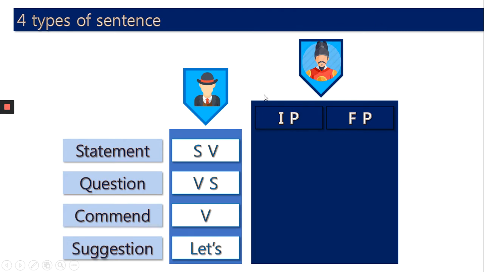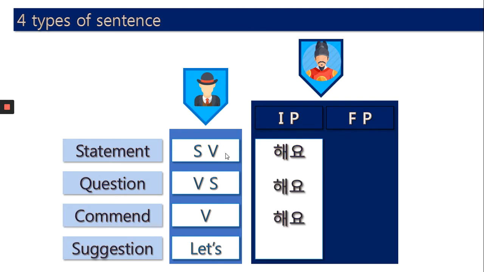That depends on the final endings. So when the final ending is informal polite, for statement, we have 해요, for question 해요, for command 해요. Same, right? So in informal polite, whether the sentence is a statement, question, command, or suggestion, the final endings are the same. 해요, 해요, 해요. The only difference is the intonation. So for the question, it goes up. 한국 사람이에요? 안녕하세요? It goes up. But the rest of the types of sentences, it goes straight.